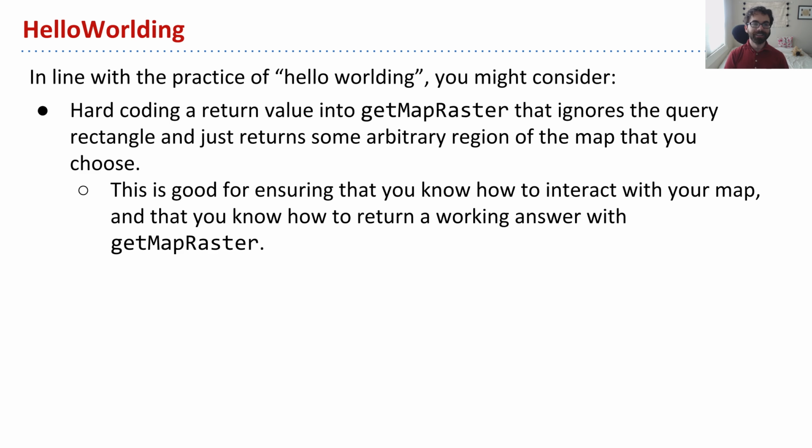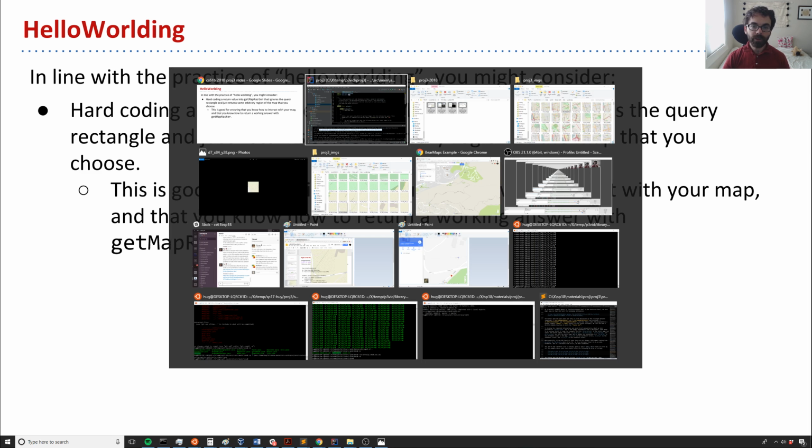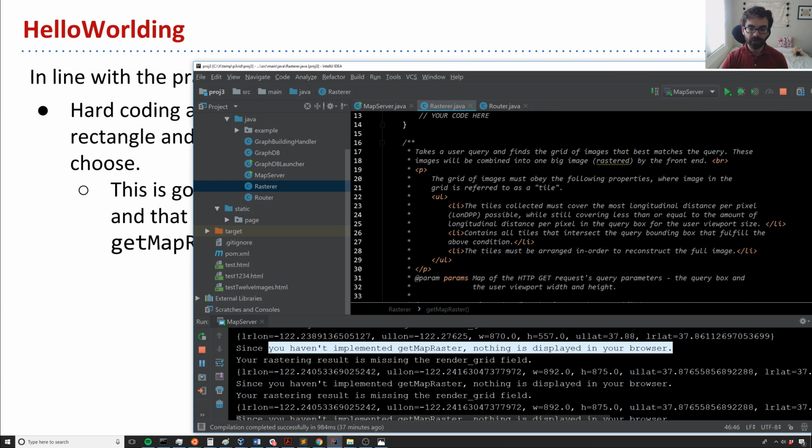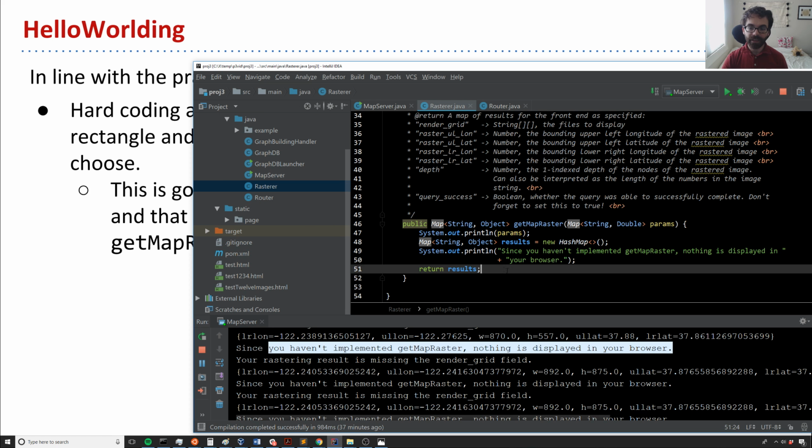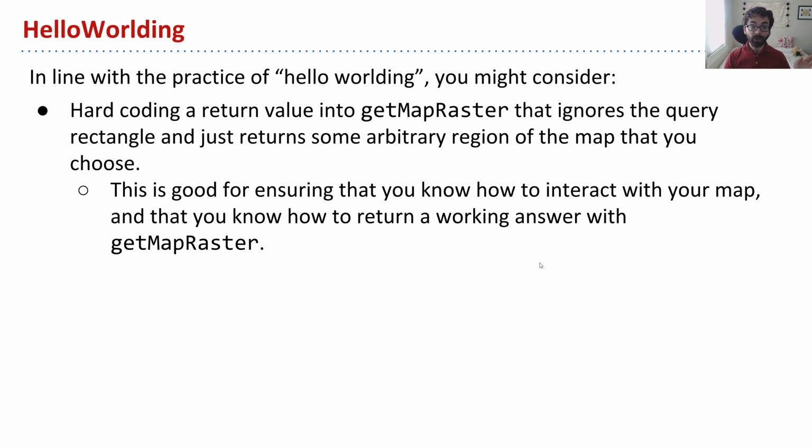All right. And two more things. In line with the practice of hello worlding, you might consider, as I've noted, just hard coding some arbitrary answer. So in other words, I can go into get map raster and I can just return some dummy map that ignores what the user says. It doesn't even look at params. It just returns something, and that way at least I know that it's being displayed in the browser.